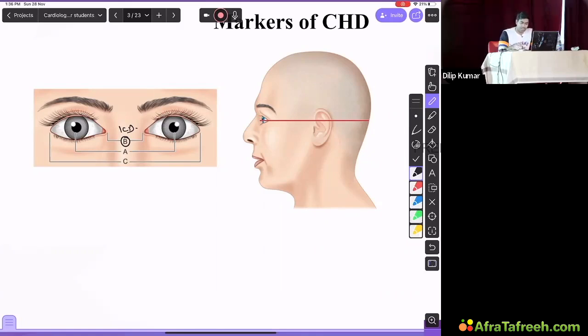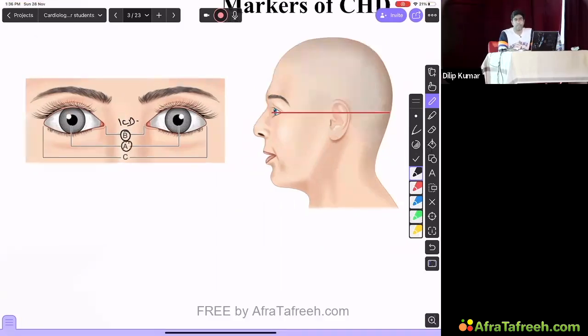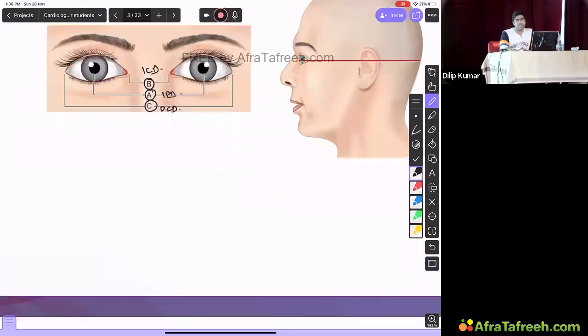And second one, you have one more thing. This is A. What is this? This is interpupillary distance. Okay, that's IPD. And then you have C. What is this? Outer canthal diameter. That's called OCD. So you have inner canthal diameter, interpupillary distance, and outer canthal diameter. Based on these only, you are going to define hypertelorism or hypotelorism or whatever it is.